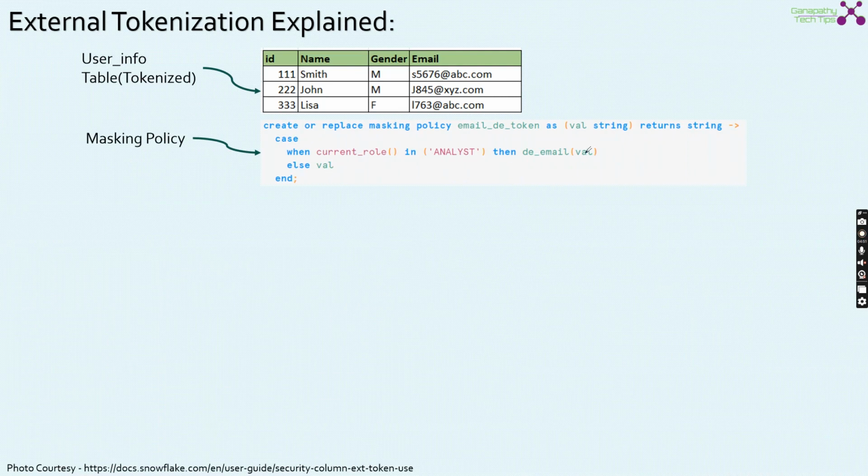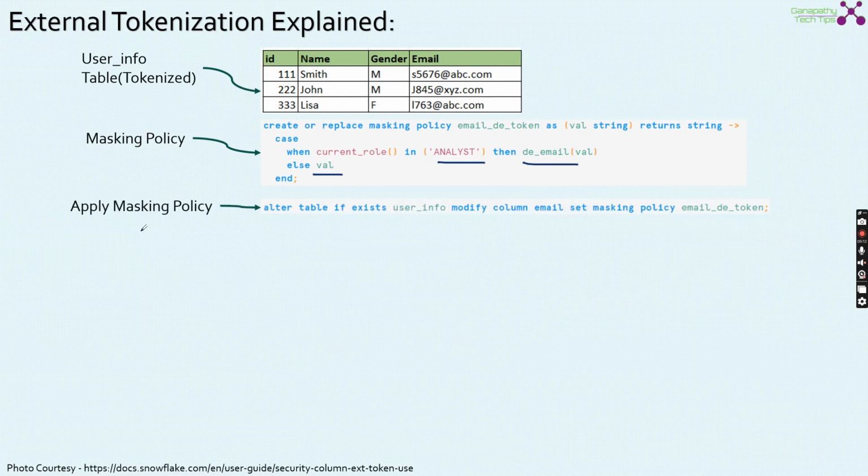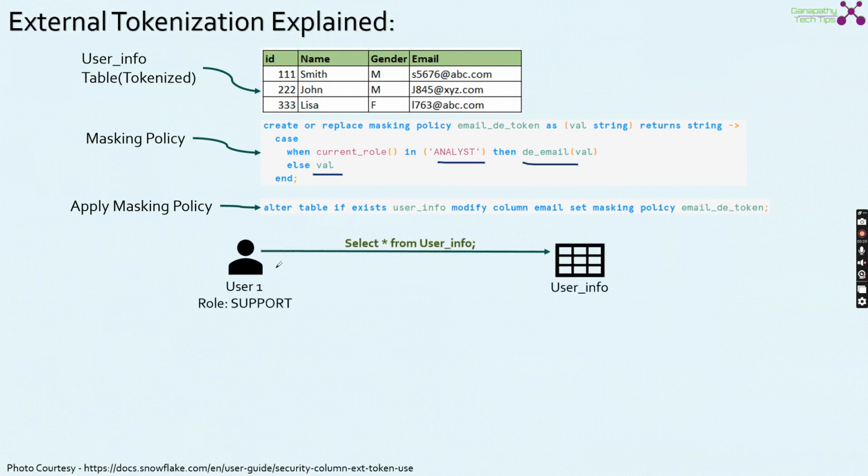Now we are creating a masking policy, a similar thing. If the current role is analyst, then it will call de-email. De-email is the external function. It will go through that, generate the de-tokenized data and send it back. Else it will show the val. Val is already tokenized data, which is the masked data. Now we are applying the masking policy using the alter table command: modify column email, set masking policy as email d token, which is already created.